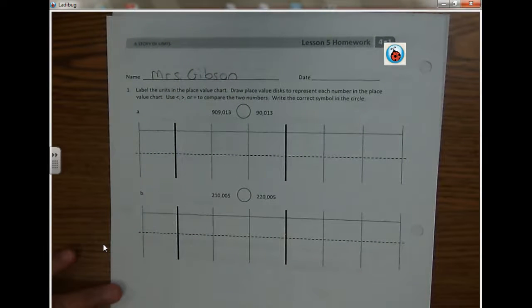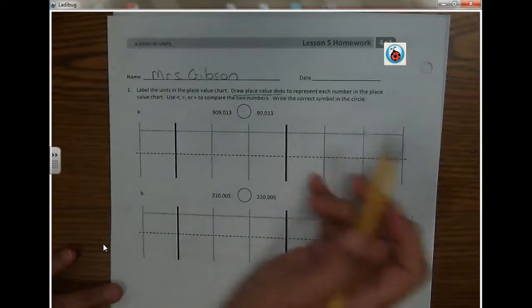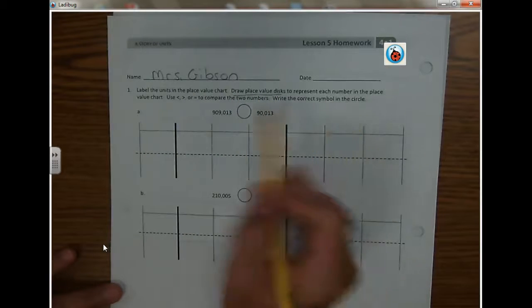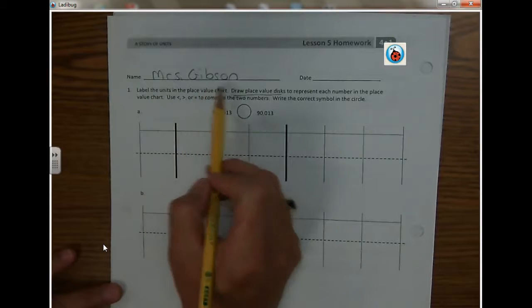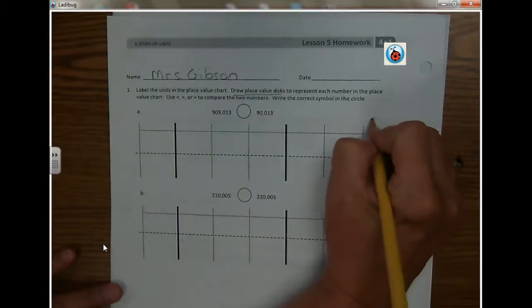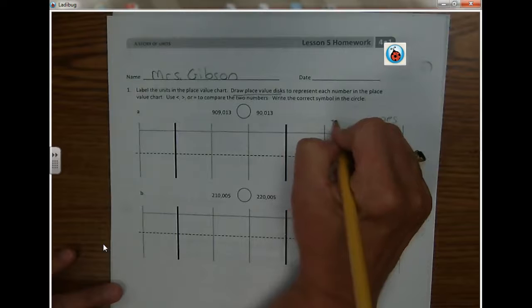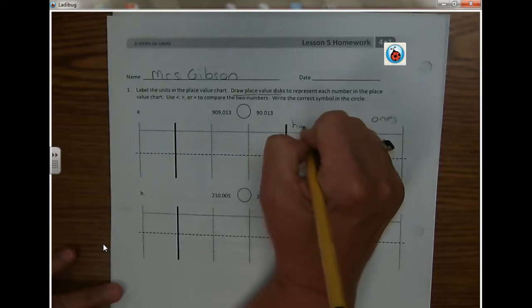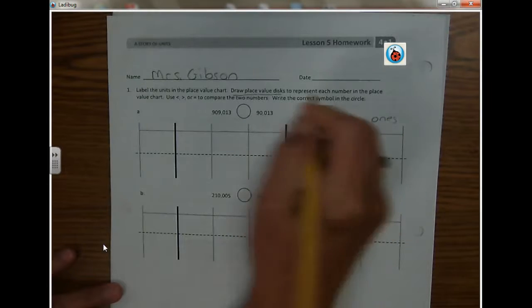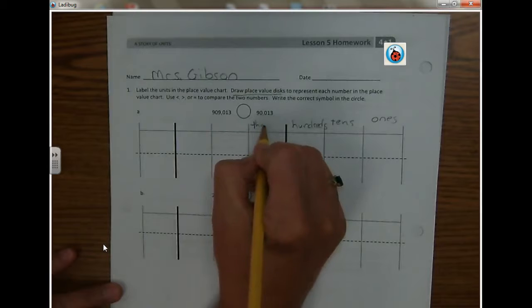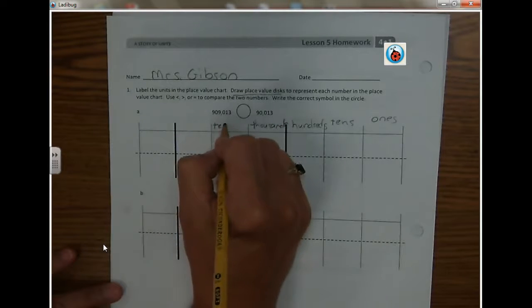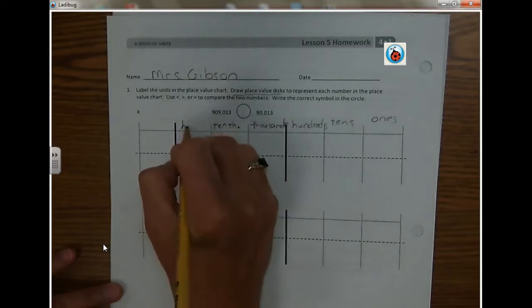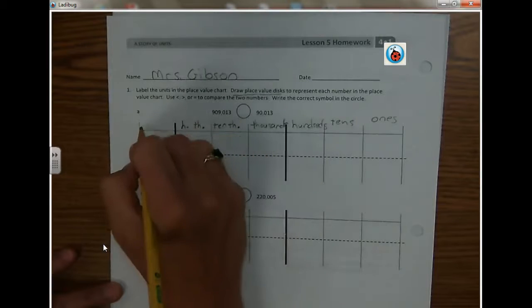Okay, so in this one, we're going to draw place value discs to represent each number in the place value chart. Label the units in the place value chart and then draw the place value discs. So we need to label them. Ones, tens, hundreds, thousands, 10,000s, 100,000s. I'm going to start abbreviating millions.